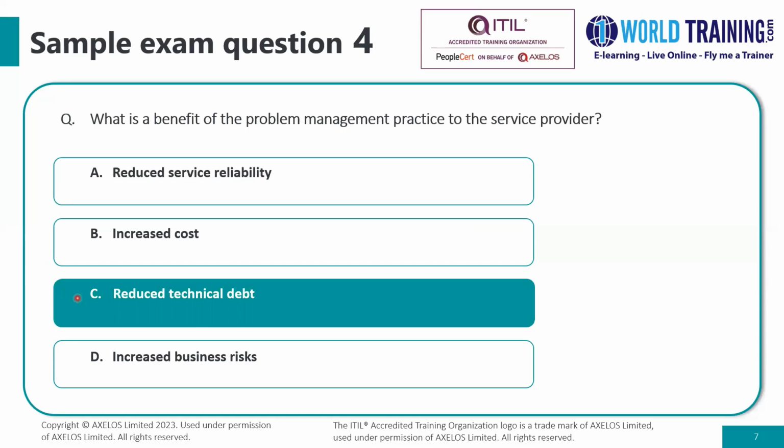So for the service provider, reduced technical debt is a benefit. In fact, the option A should have been the opposite, because benefit for service provider includes increased reliability of the services, of the IT services. Similarly, B should have been reduced costs and reduced losses, and D should have been reduced business risks, which is a benefit for the service consumers.